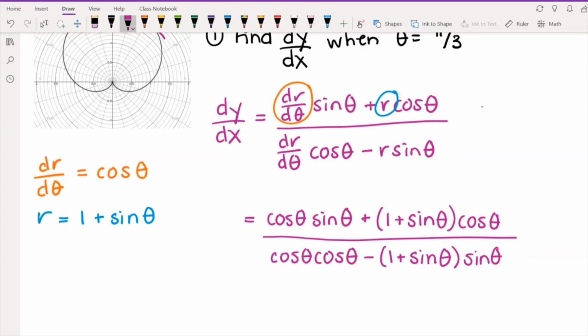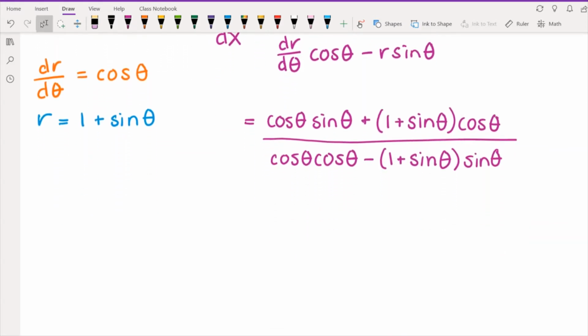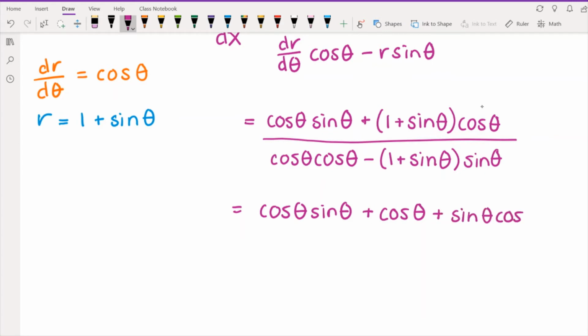So let's try to simplify this a little bit. You could definitely just plug in theta equal to pi over 3. That's where we're doing it. We could do that at this point, but I think we'll have an easier time plugging it in if we simplify things a little bit. So in this top one, we get cosine of theta times sine of theta. And then if we distribute, we get plus cosine of theta. And then we get plus sine of theta cosine of theta. So we can already group together, we have 2 times sine of theta cosine of theta. And then in the denominator, we have cosine squared of theta.